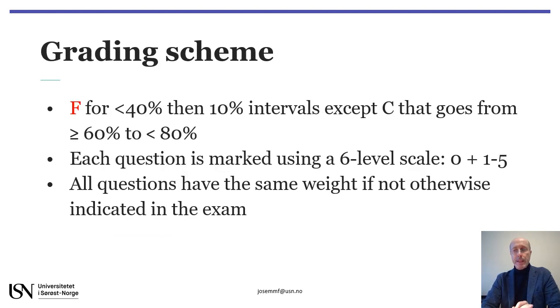I am planning to use the grading scheme shown in this slide. If for any reason it becomes necessary to change anything, you will be informed before the exam. The approval threshold is 40%, and grade C has a double width in relation to the other positive grades. Each question is marked using a 6-level scale as shown here, and all questions have the same weight by default.